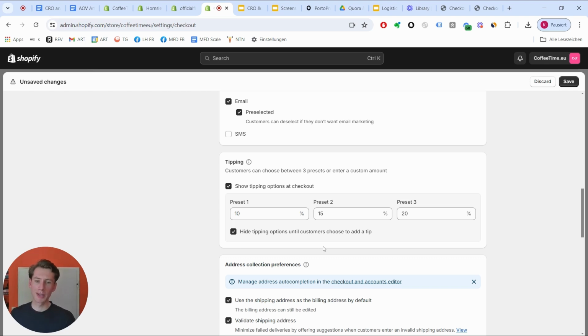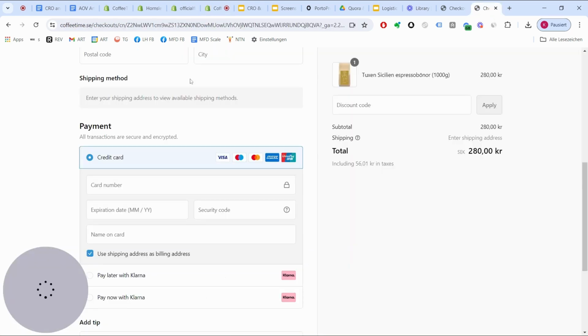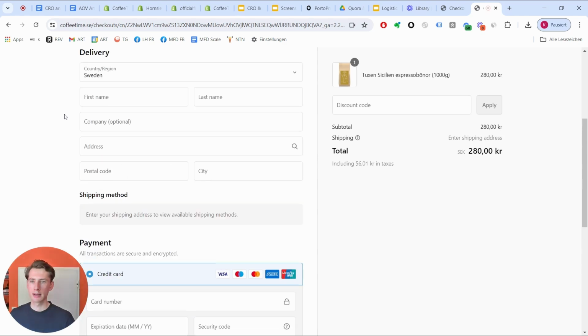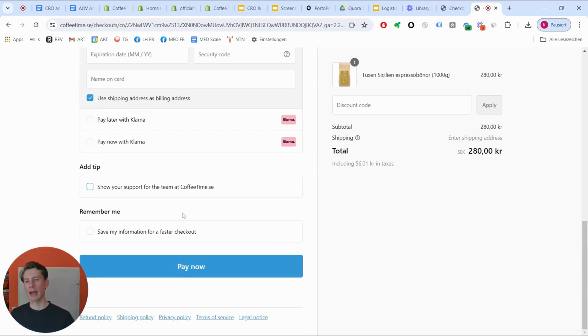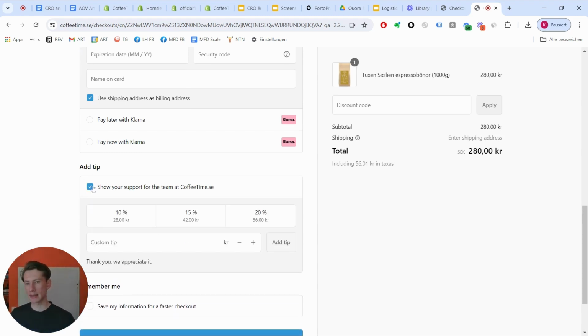Now, what's also interesting, and this took me actually months to realize myself, is that by default, there's this other, even more hidden setting here, which is hide tipping options until customers choose to add a tip. And I would actually unselect this option, and I'll show you why. So if you go to a standard checkout page, where this option is selected to hide, what you will see is that you need to essentially, as a customer, press this tick box to actually see what the tipping options are. And only now you can actually press and tip.